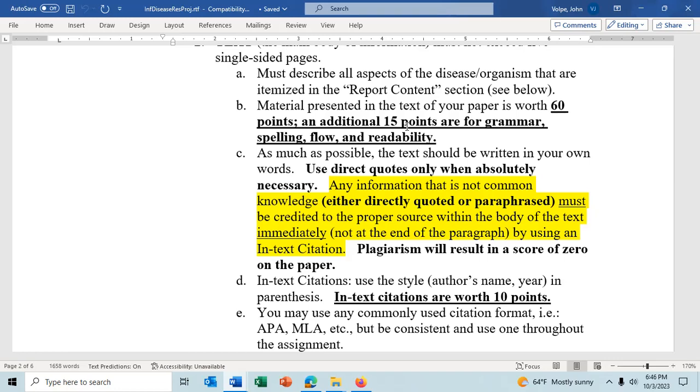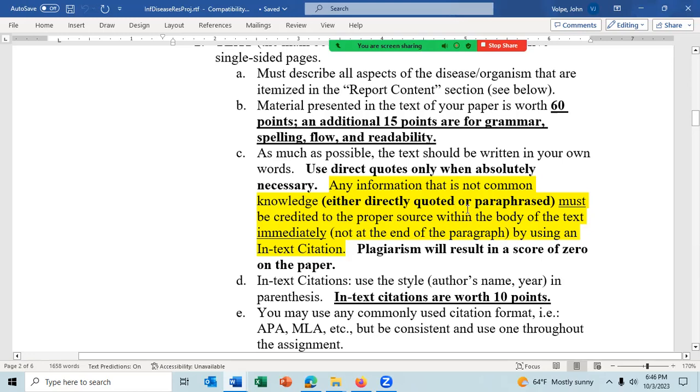Okay, so plagiarism is something important in real life. It's especially important in college. If I find that you've been plagiarizing on this report, you'll get a 0 out of 100 points. Any question about that? So don't plagiarize, put it in quotes and say where you got it from.